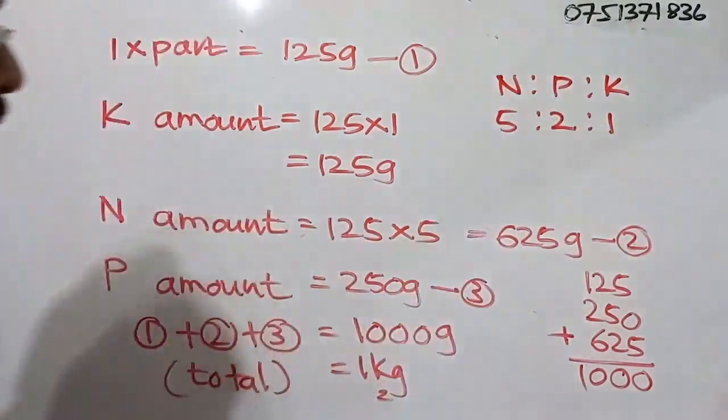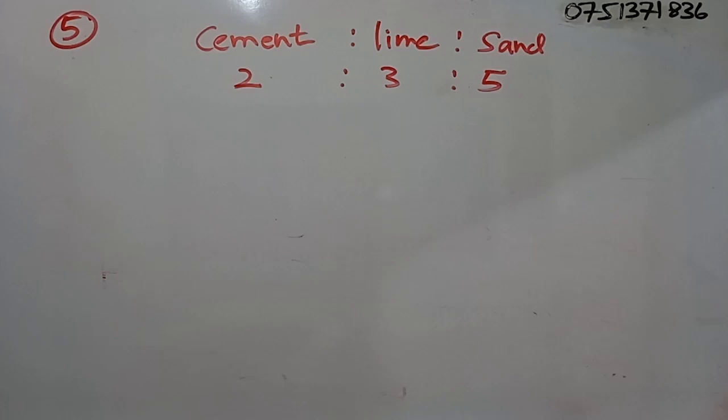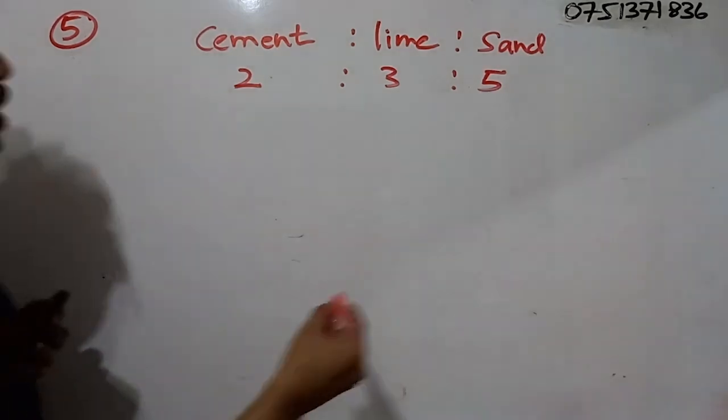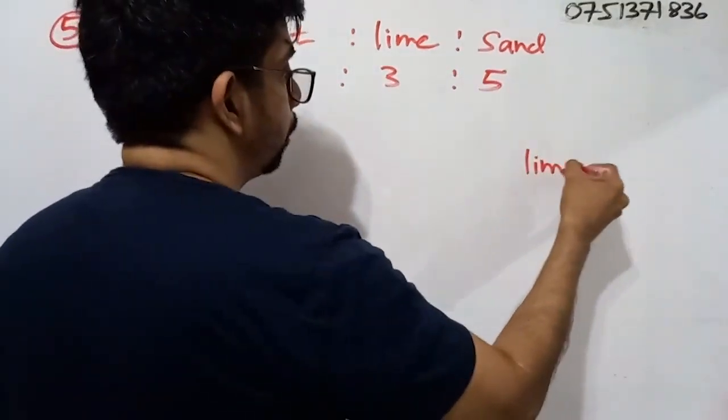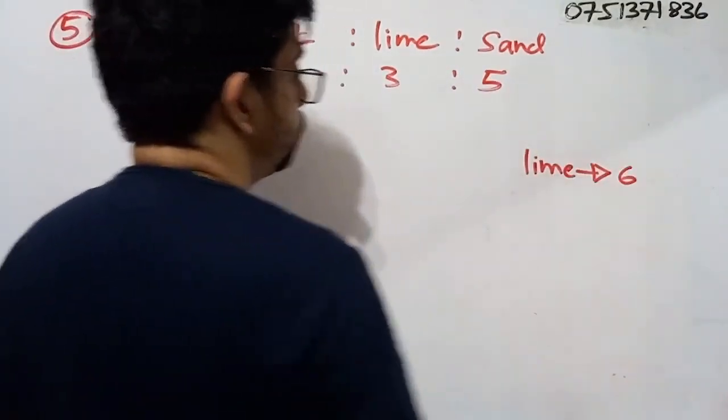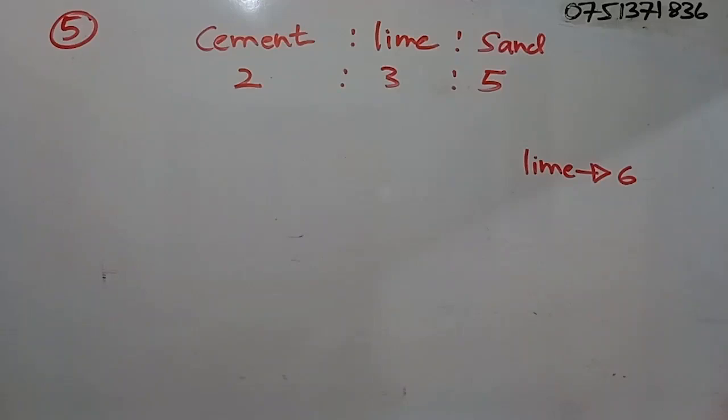1000 grams, right? When making a mixture of plaster, the ratio in which cement, lime and sand are mixed is 2 to 3 to 5. If the quantity of lime in a mixture of plaster is 6 pans, so lime, we have 6 pans. What is the total quantity of mixture measured in pans?